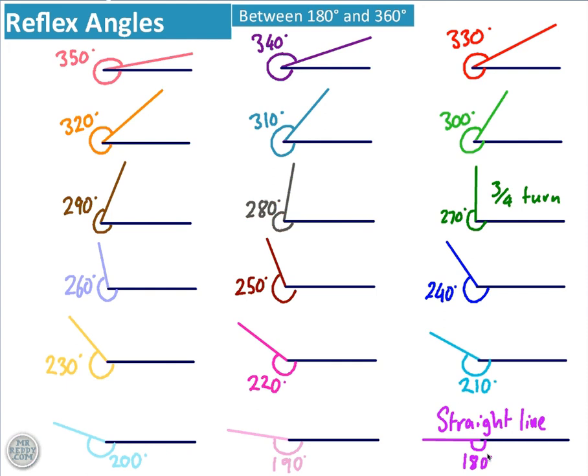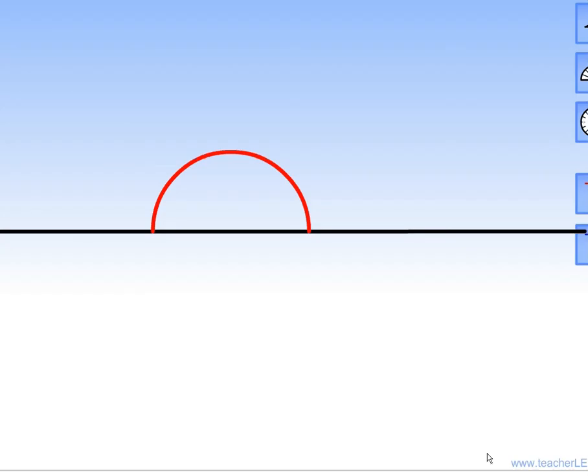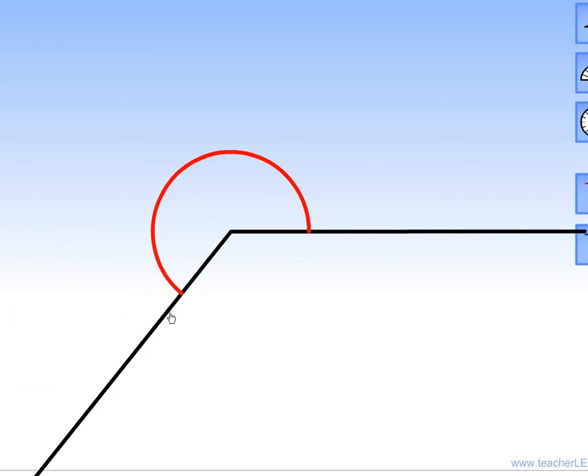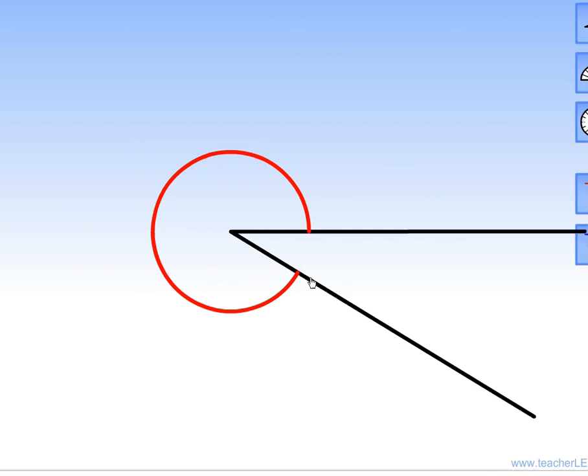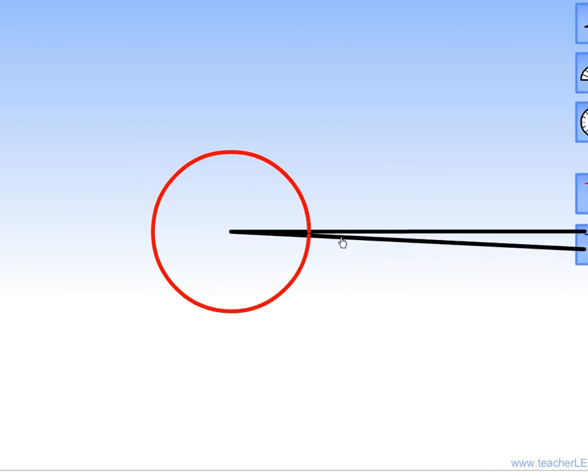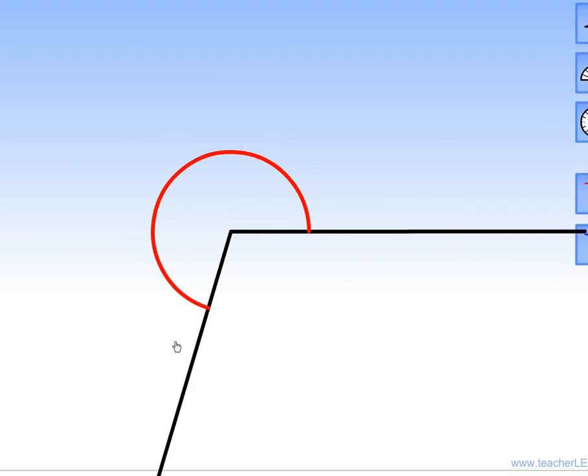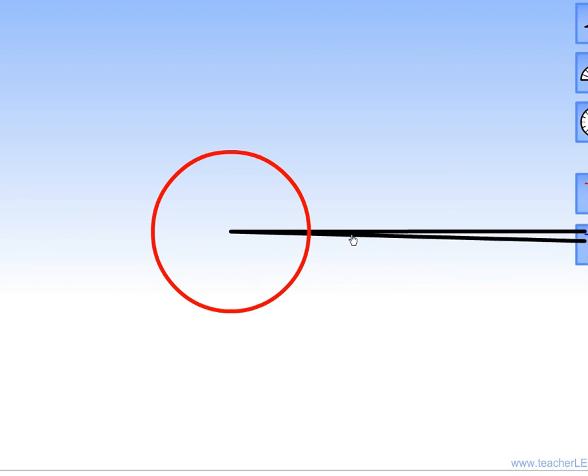And what does that look like on this diagram here? Well, if we go past the straight line, we now start to go into reflex angle territory. So this angle here that I've got is bigger than 180 degrees, so it's now reflex. Keep going, keep going, keep going. These are all reflex, all the way back to 360 degrees. Those are all reflex angles. So that's from 180 to 360.